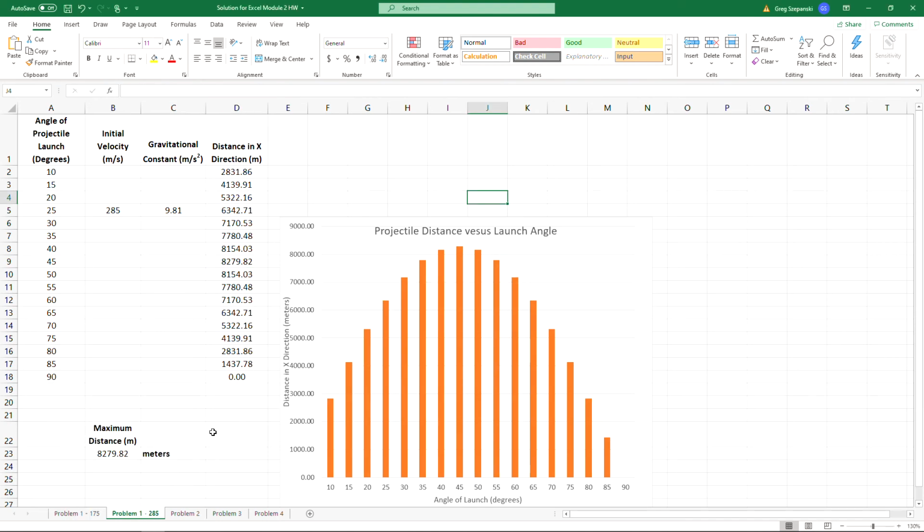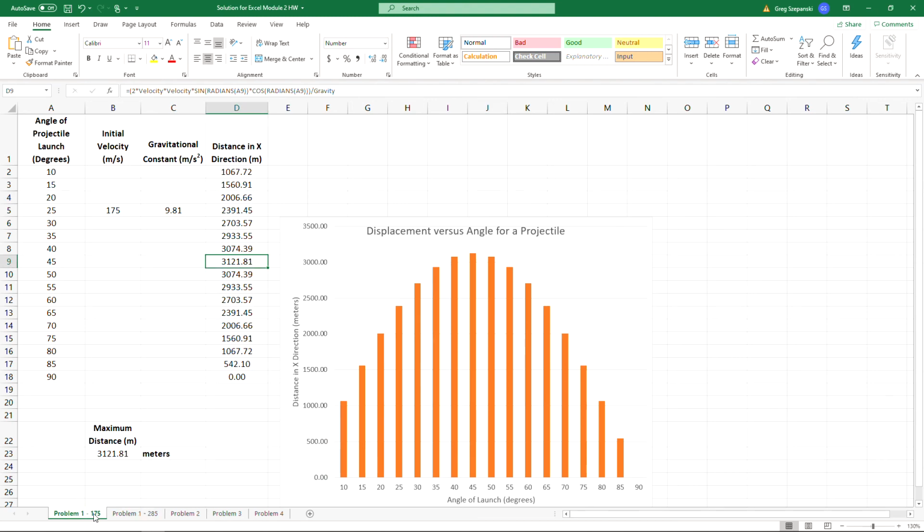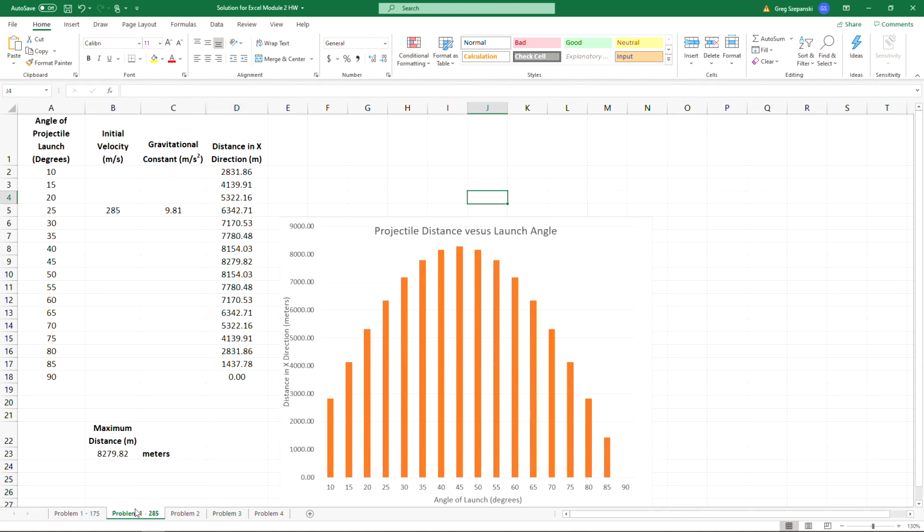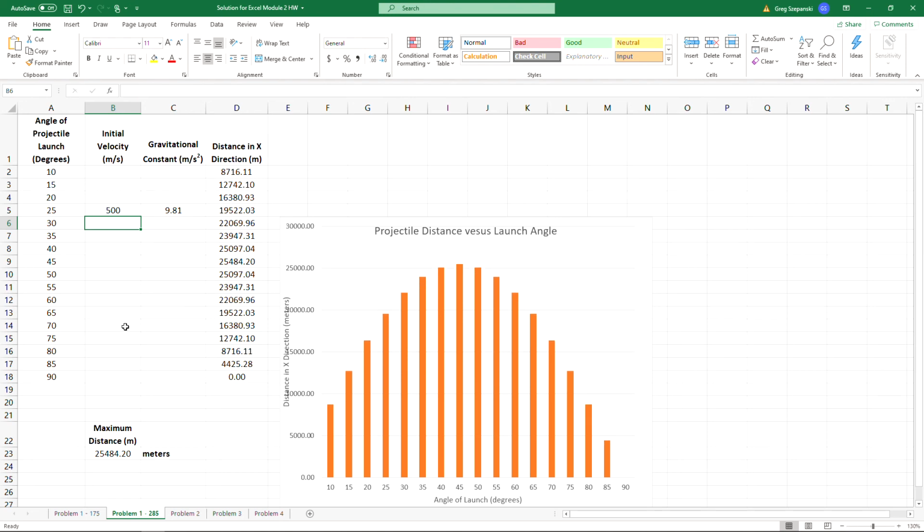This copy is exactly the same, although if you've got a sharp eye, you'll notice that I changed the titles on my graph. I'm not quite sure which one I like better, but hey, you've got two different choices there. The only difference is I copied that page over and changed my velocity to 285, right? You can see if I change this to 500 meters per second, all my calculations and my graph update in real time. And we'll just put that back to 285. So there you go. There is problem number 1 from Excel module number 2.